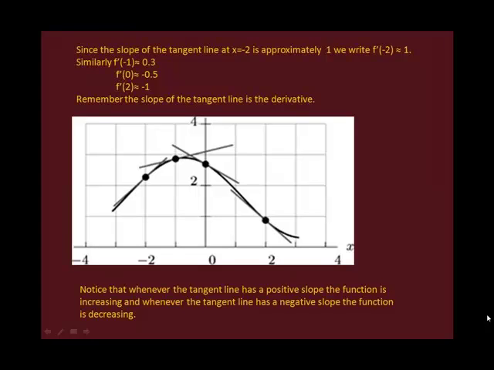Something very important that you want to notice here that we're going to use quite a bit is that whenever the tangent line has a positive slope, the function is increasing, and whenever the tangent line has a negative slope, the function is decreasing. This works in both directions. So if you have an original function and it's increasing, which means it's going up as you go from left to right, the tangent line slope should always be positive. And if you're decreasing on the original function, the tangent line slope will be negative.